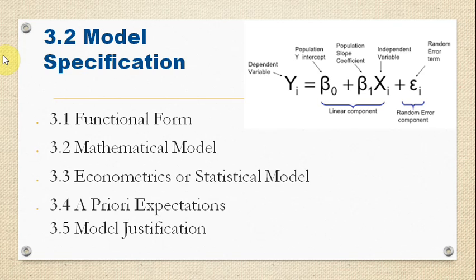And then the next thing is that you specify the expected signs based on theory or previous studies. What are the signs you're expecting after this estimation of your model? And then you justify why you chose that particular model you want to use. This is what you do in model specification.